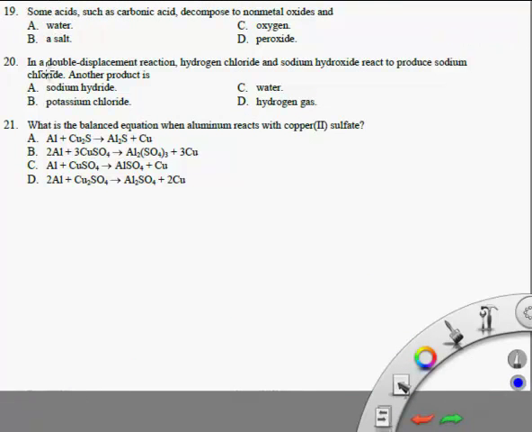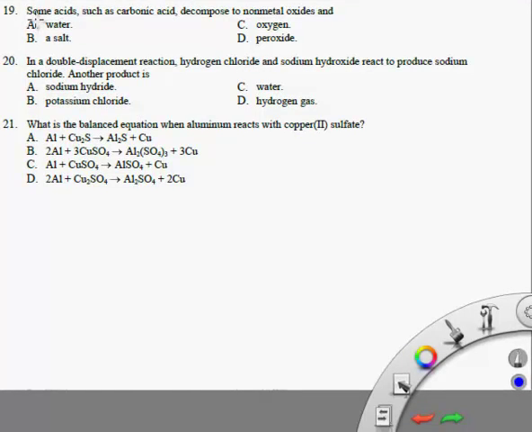Moving on to question number 19. Some acids, such as carbonic acid, decompose into nonmetal oxides and water. Carbonic acid is H2CO3. H2CO3 will decompose into CO2 and water. CO2 is your nonmetal oxide.